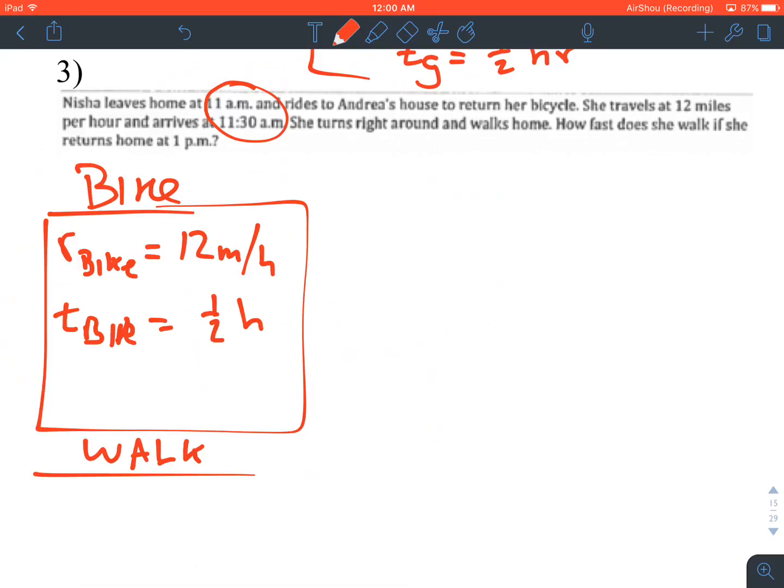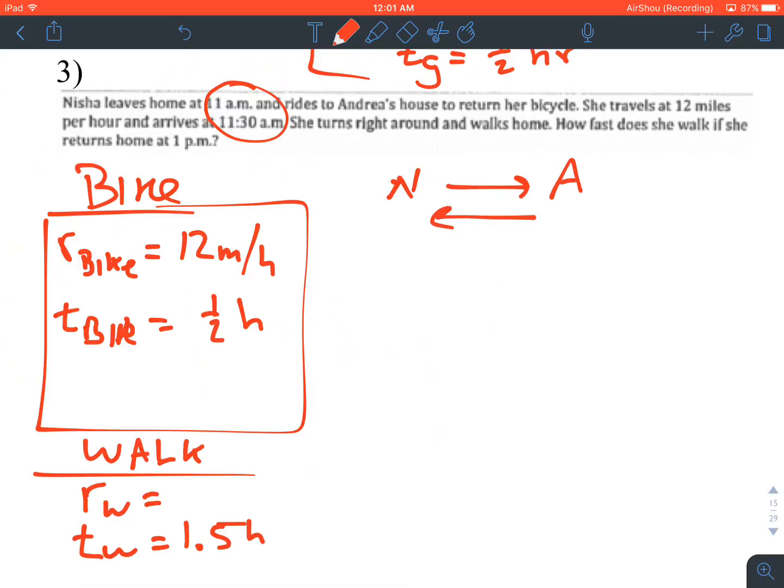We do not know her rate of walking. We do know that her time for walking, though: she left at 11:30 and got there at 1. So that would be an hour and a half, or 1.5 hours. So it's the same distance. She starts at her house, goes to Andrea's, and then goes from Andrea's back home.